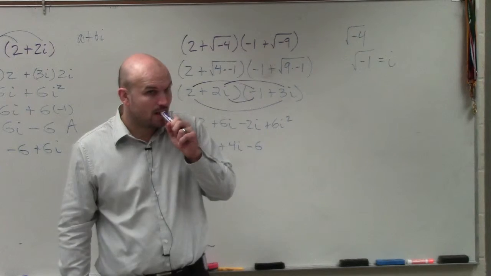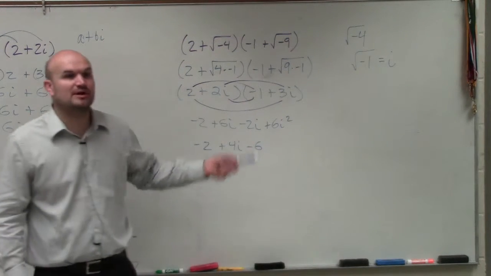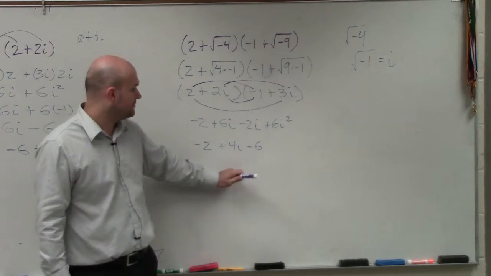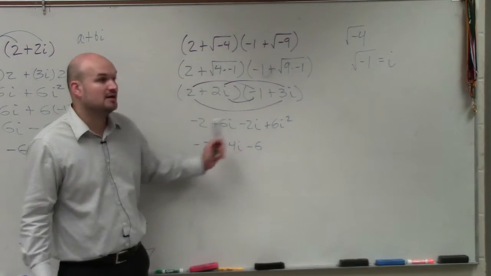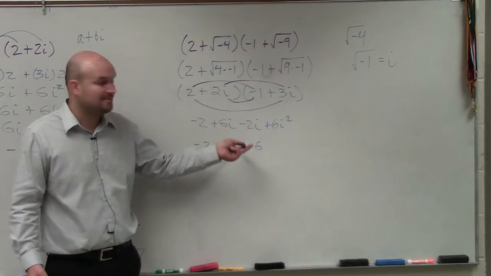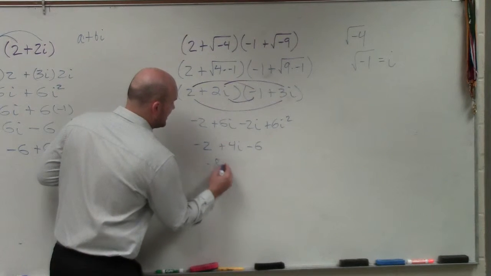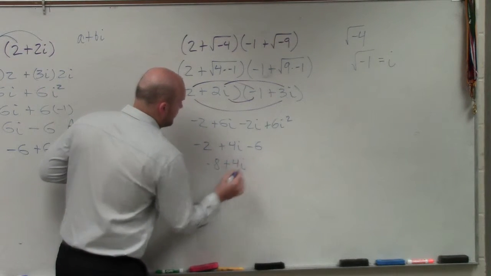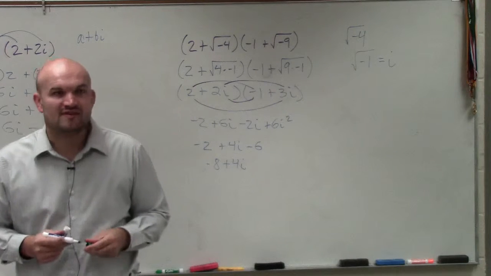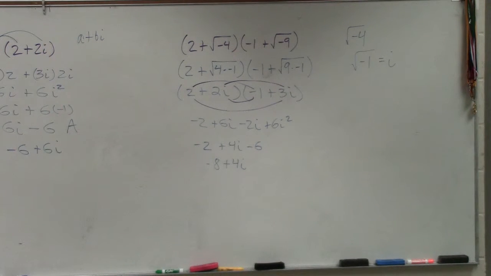Yes? So why wouldn't you combine? I'm not done yet. I was just wondering if anybody had any questions so far. So now, yes, exactly. We're going to combine. And we always want to write the imaginary unit at the end. So negative 2 minus 6 is going to be a negative 8 plus 4i, which would be our final answer.